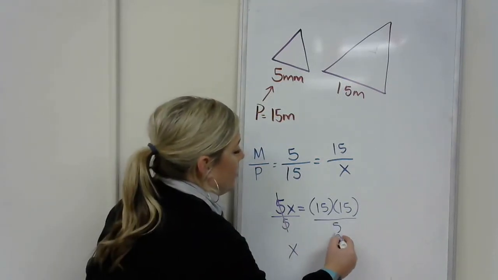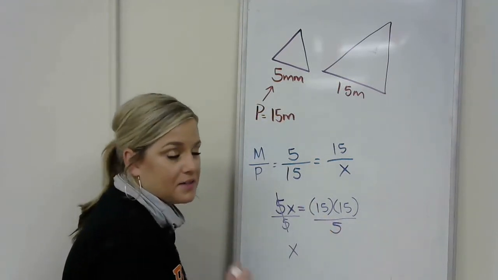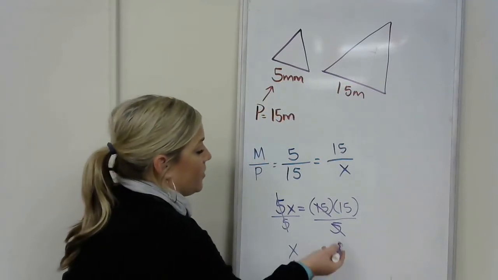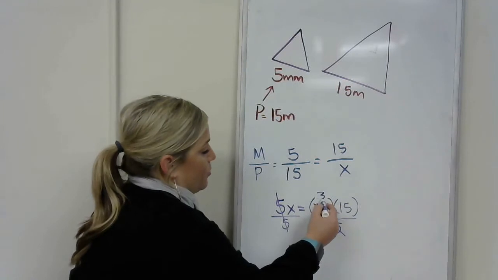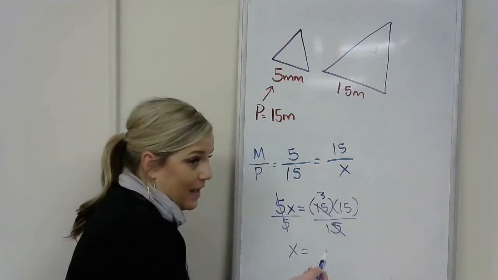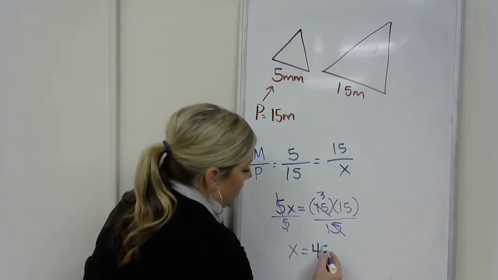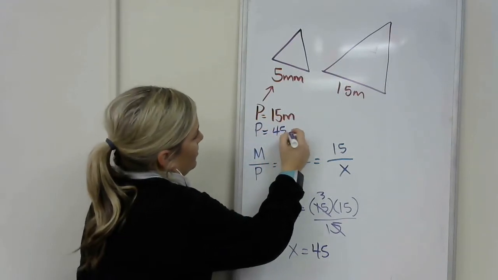Now, I can only divide this 5 by one of these 15s, and I'm just going to do that one. I know that 5 will go into both of them. 5 will go into 5 one time, and it'll go into 15 three times. Now I can do this in my head, or if you need to use a calculator, you can. 3 times 15 is 45. So the perimeter of the big triangle is 45.